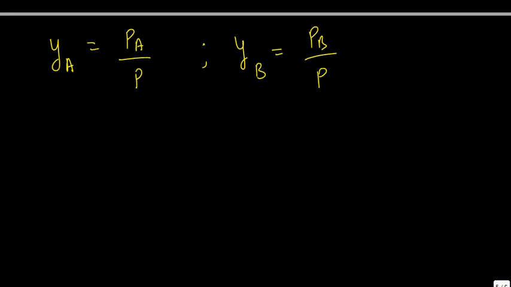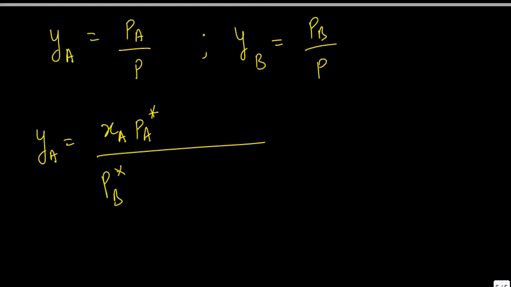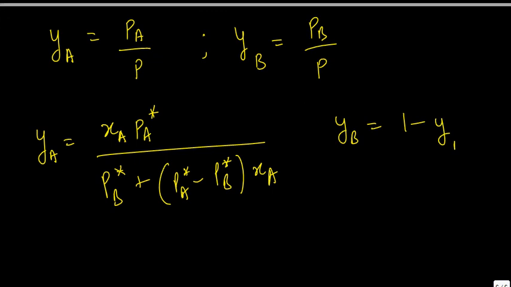So let me just write YA is equal to XA times PA star by PB star plus (PA star minus PB star) times XA, and YB is nothing but 1 minus YA, if I want to put it like that.